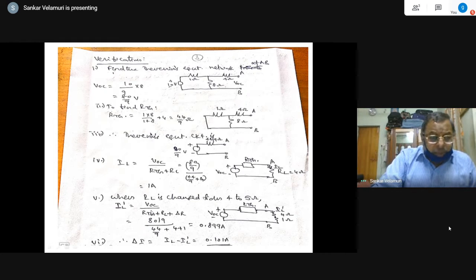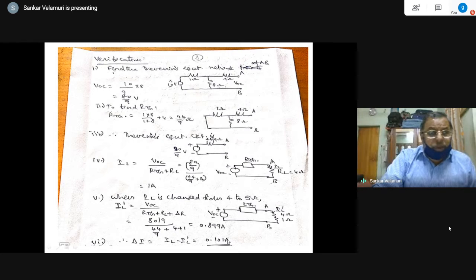So VOC by R Thevenin plus RL plus delta R. So 80 by 9 is the numerator, divided by 44 by 9 plus 4 plus 1, which is equal to 0.899. So therefore delta I, the change in the current, is equal to 0.101. This is one type of computation.